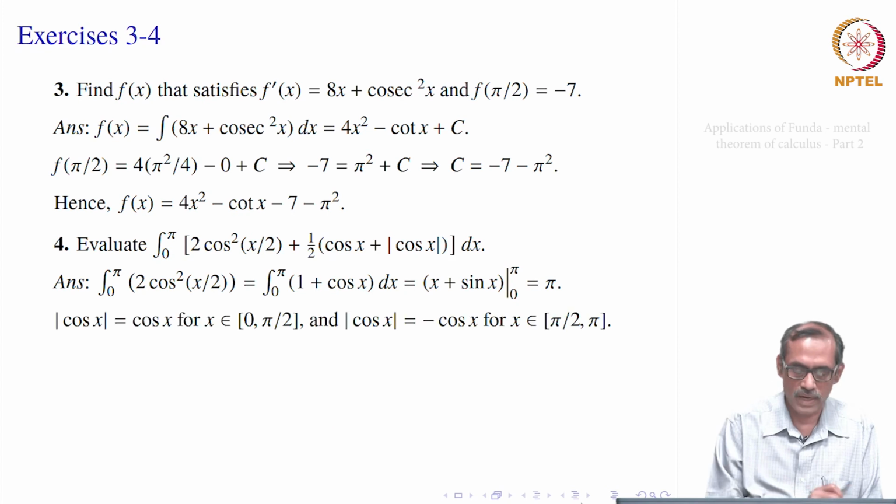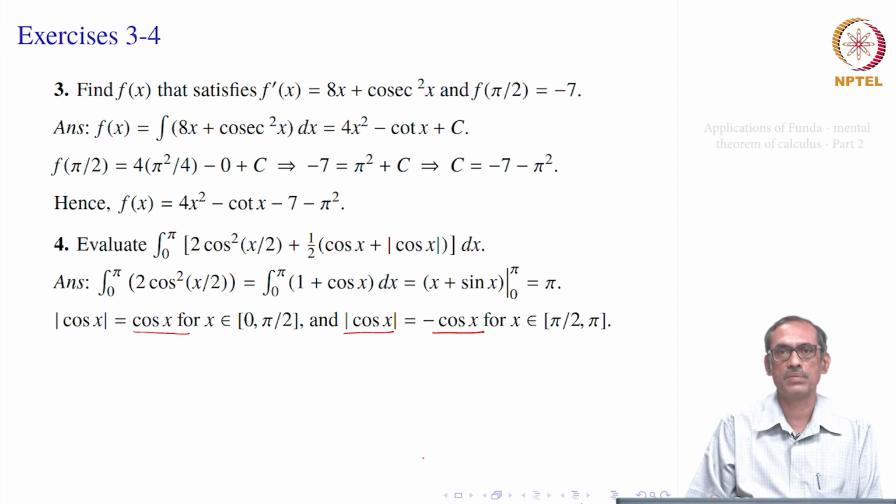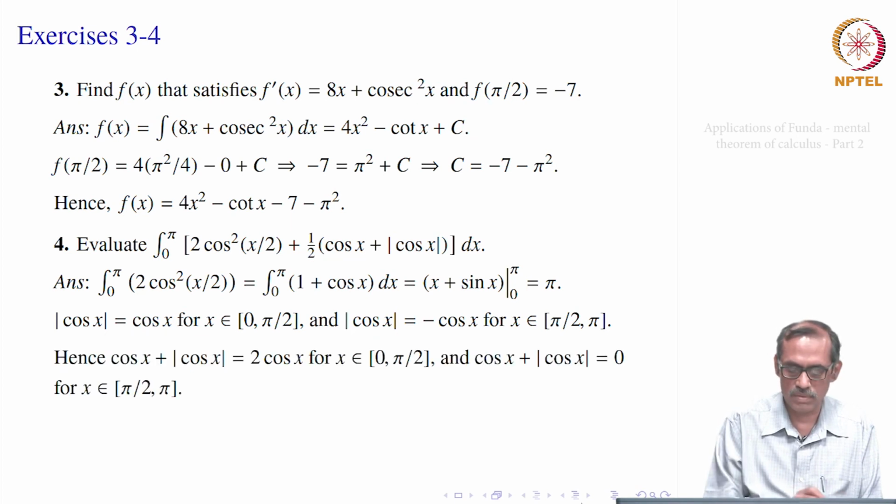And for the second one, mod cosine x equals cos x for x in 0 to pi by 2, and mod cosine x is minus cosine x for x in pi by 2 to pi, because cos x becomes negative. So, mod cos x becomes minus cos x. So, we divide the integral from 0 to pi of this second one into 2 definite integrals, one from 0 to pi by 2, another from pi by 2 to pi.